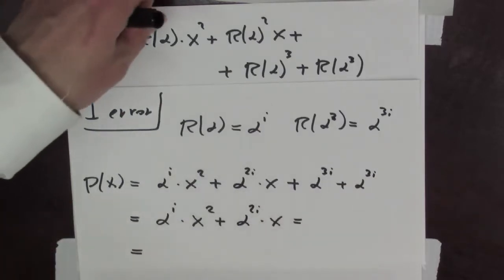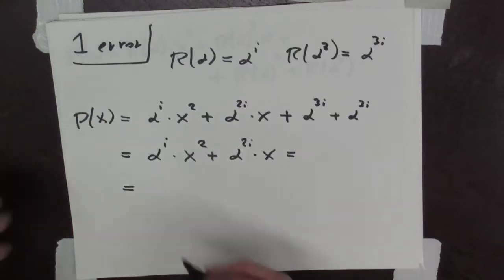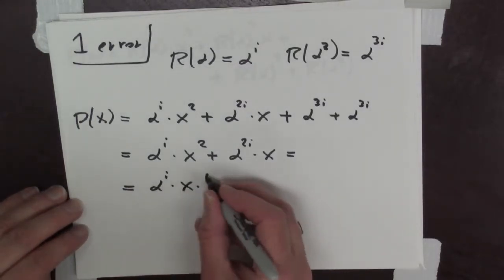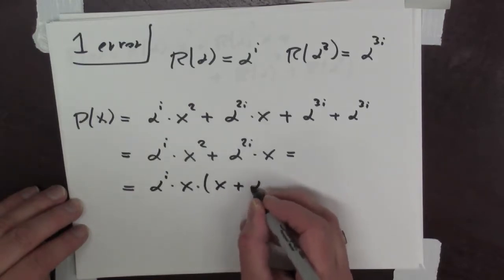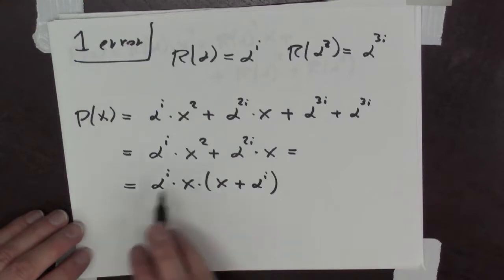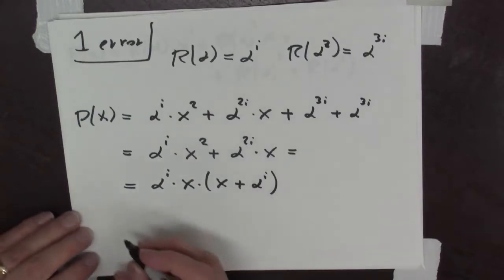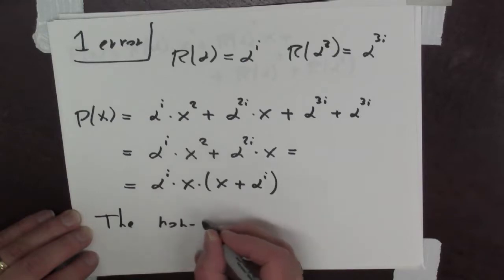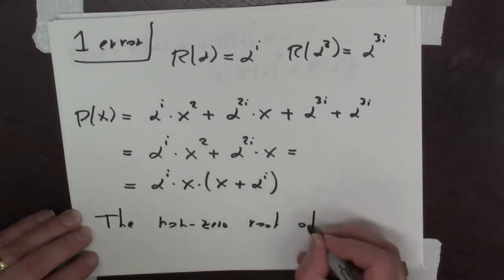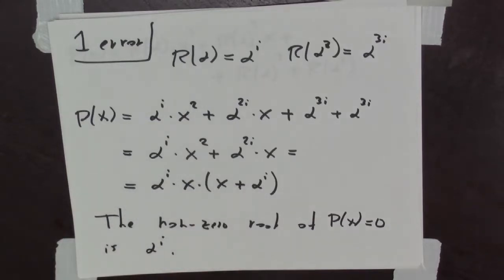And if you look at this expression, you see that both terms contain alpha to the I, both terms contain x, so I can take that out. Alpha to the I times x times x plus alpha to the I. As an equation in x, of course, you have one root, x equal to 0. Forget about that. But the non-zero root is alpha to the I. Aha! So we calculate this polynomial, we look for the non-zero root, and then we get alpha to the I.